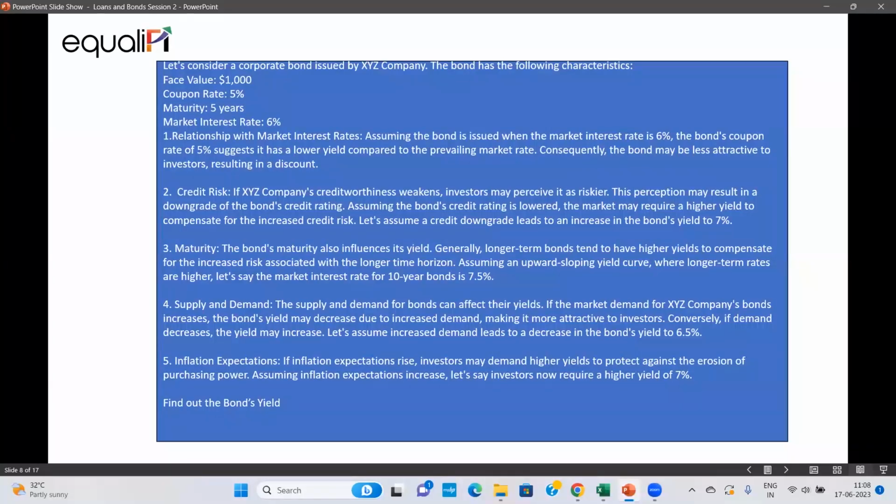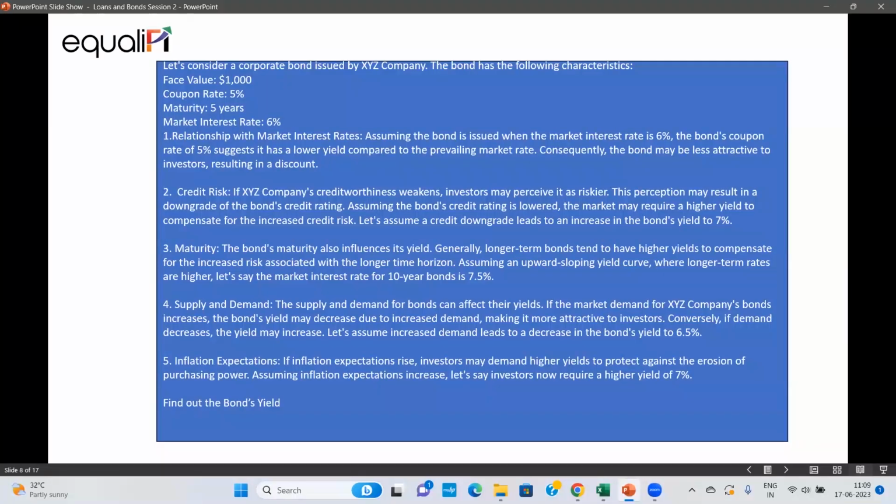The supply and demand for bonds can affect their yields. If the market demand for XYZ company's bonds increases, the bond yield may decrease due to increased demand, right? It's an inverse relationship. Conversely, if the demand decreases, the yield may increase. So I assume the demand decreases and the yield increases. So the investor will expect a higher rate of return, and that is 6.5.